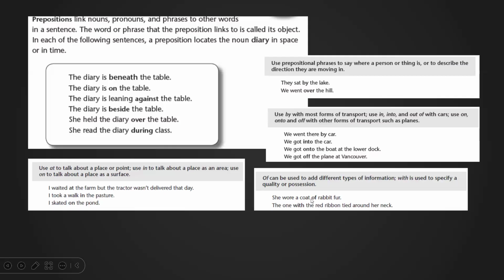Some other examples are with, used to specify a quality or possession. She wore a coat of rabbit fur, okay? So it's like saying, what is it made of? The one with, belonging to something.